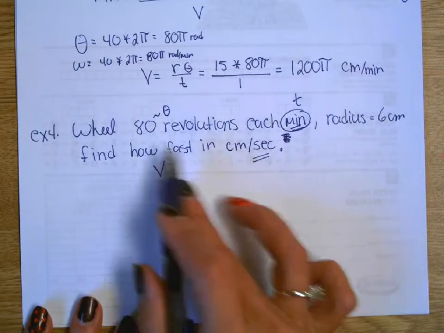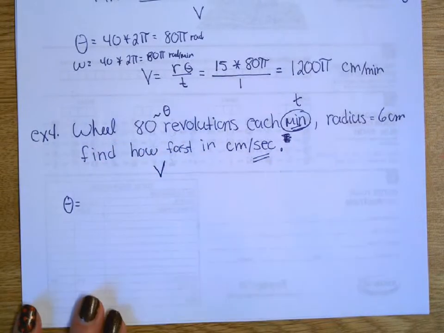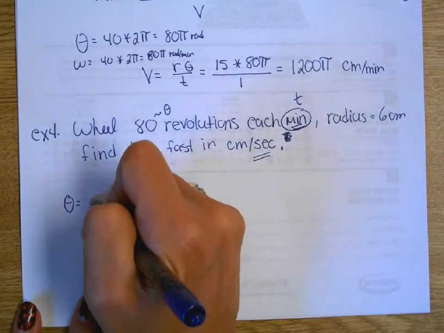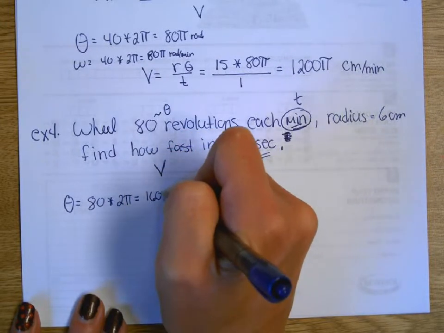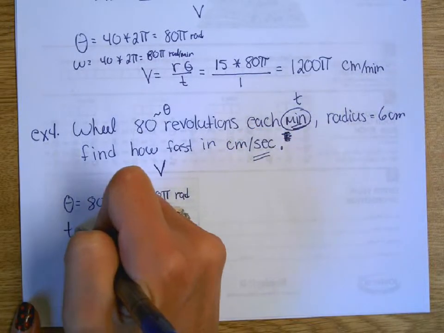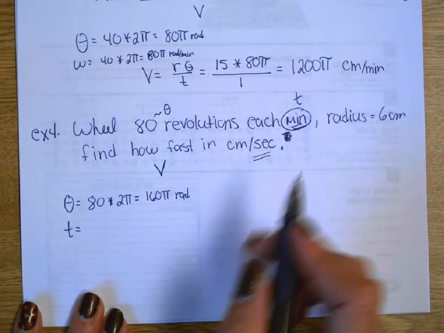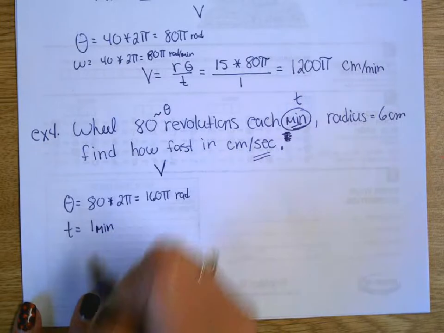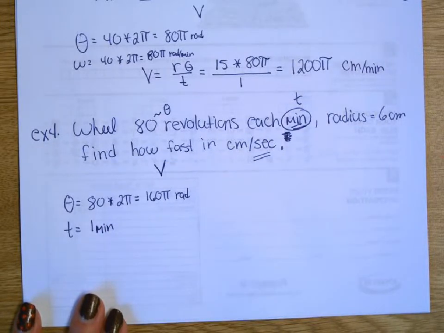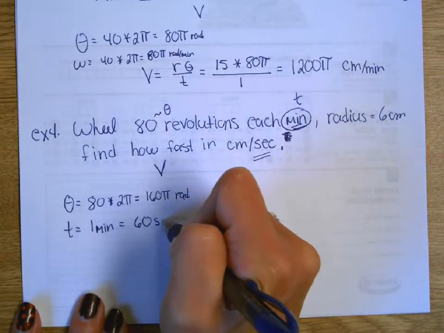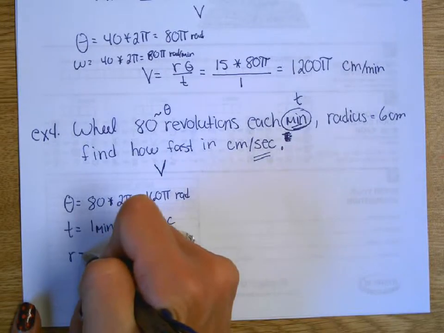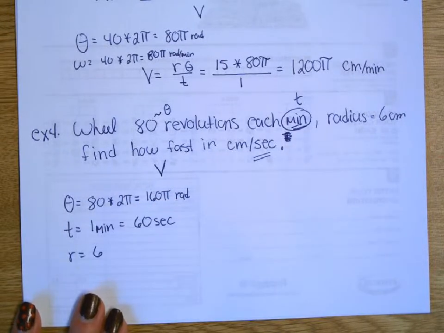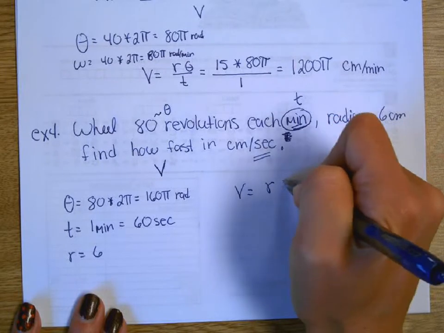Okay. So off to the side, I need to find theta before I get started. How do I get theta? 80 times 2 pi. So my theta actually is 160 pi radians. My time, what am I given? 1 minute. What do I want? Seconds. So what's 1 minute equivalent to? I'm going to be using 60 seconds. And I know the radius. Radius is 6, so I don't have to change anything there. Now I've converted all my variables. Now it should seem very easy. Big V equals R times theta over T.